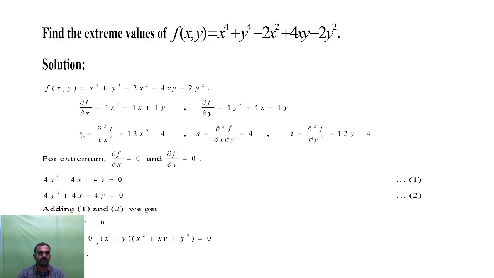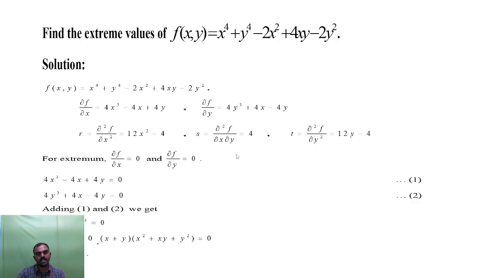Next, to find the r value. How to find the r value? This is the second partial derivative with respect to x. So again differentiate dou f by dou x. 4 is constant, x cube differentiates to 3x square, so 4 times 3 is 12x square. Here minus 4 is constant, x differentiates to 1, so minus 4. For 4y, there is no x, so 0.